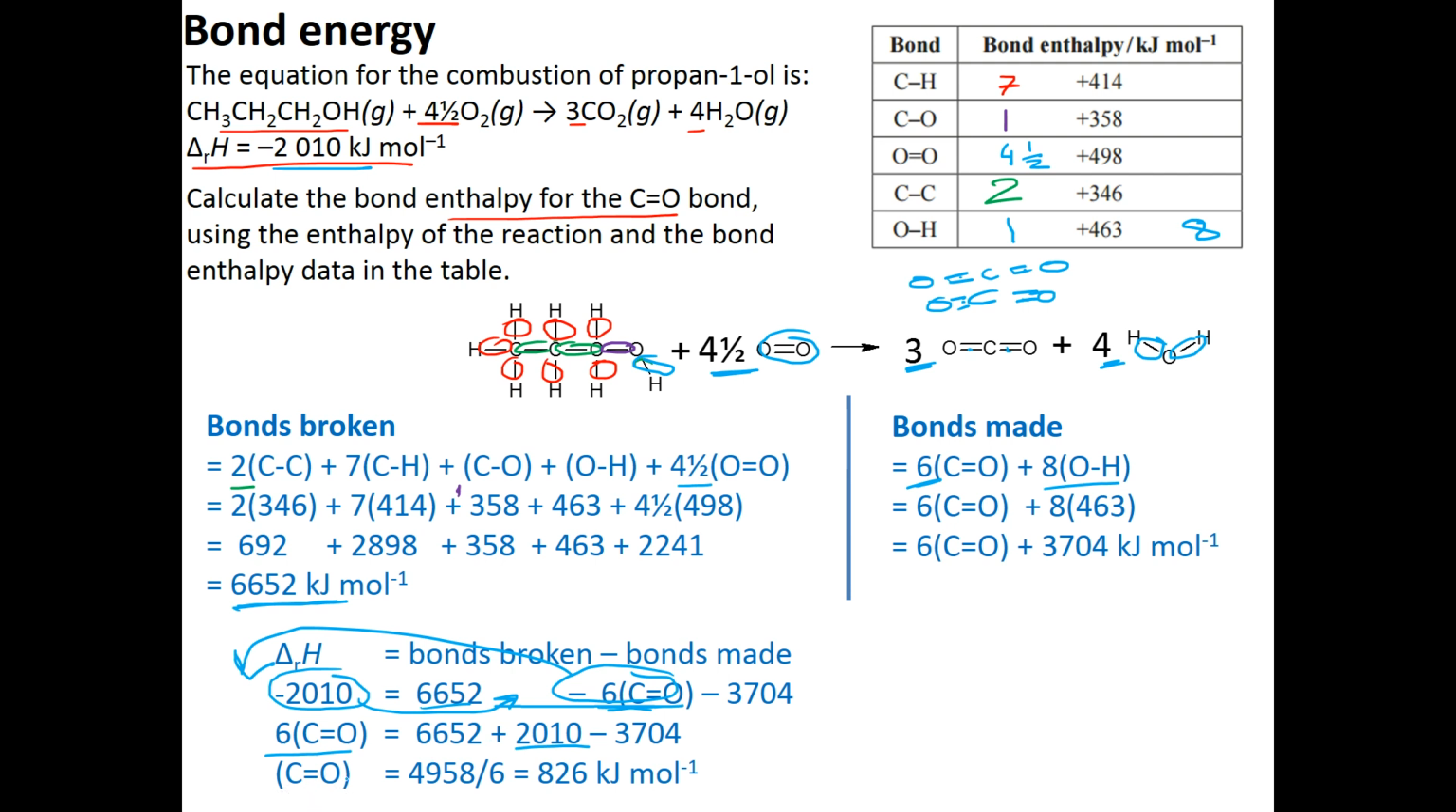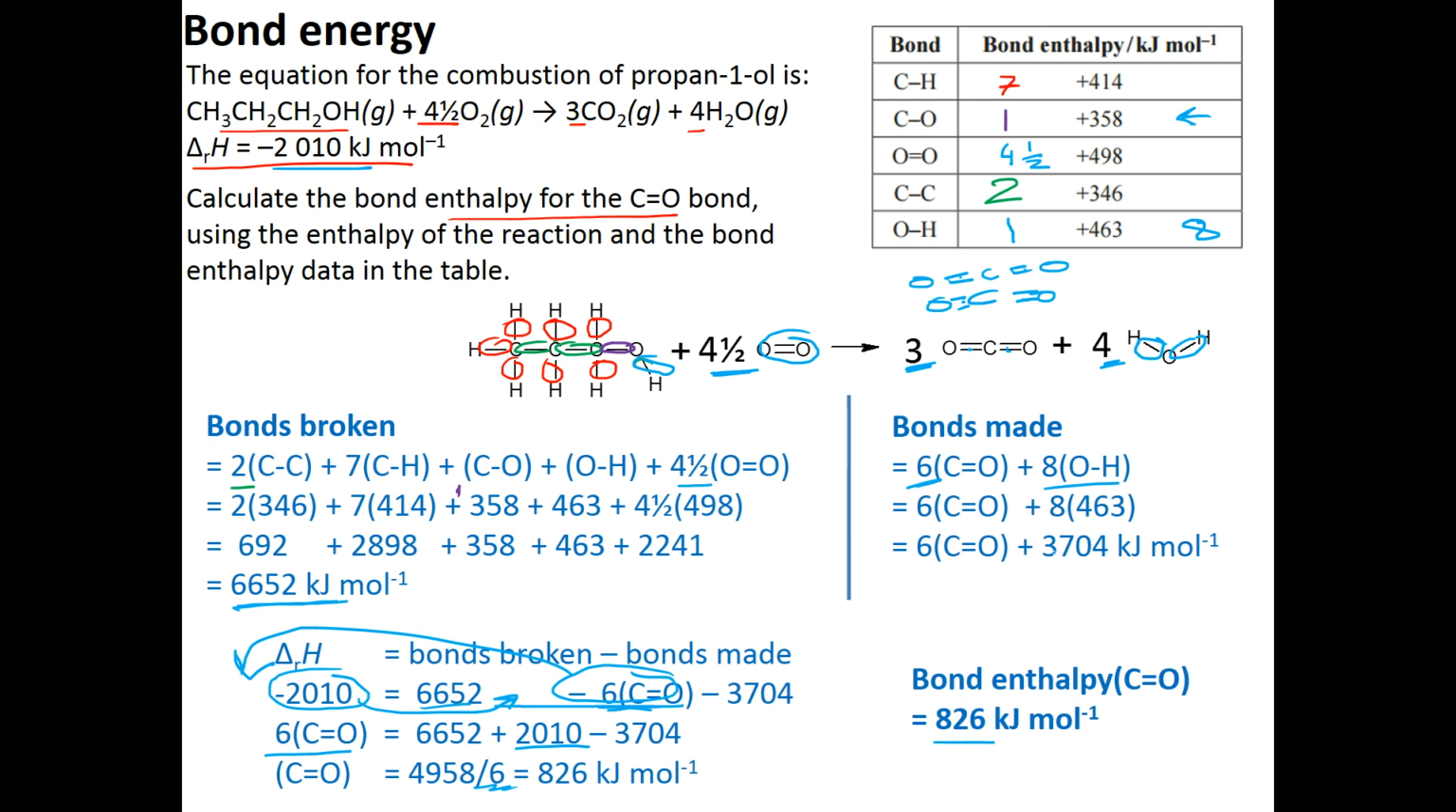And now I substitute, and I just simply calculate and solve for 1 C double bond O, so I have to divide it by 6, and I get an answer of 826 kilojoules per mole. And so you would write your final statement: the bond enthalpy for a C double bond O is 826 kilojoules per mole. Is that reasonable? Well, if a C single bond O is 358, you would expect a double bond to be much stronger than that. So we have a higher value, so it sounds reasonable.